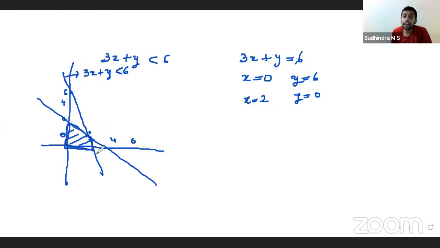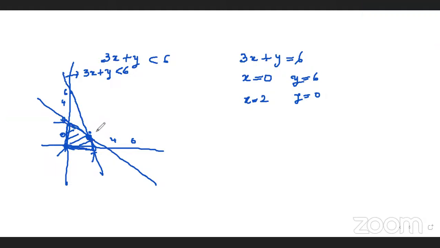So here I can find the 4 optimum solutions. What are the 4 solutions? The 4 extreme points. The 4 extreme points are the 4 optimum solutions. So I can find this, this, and this, wherever it is meeting the x-axis and y-axis. But this point, how to find it?